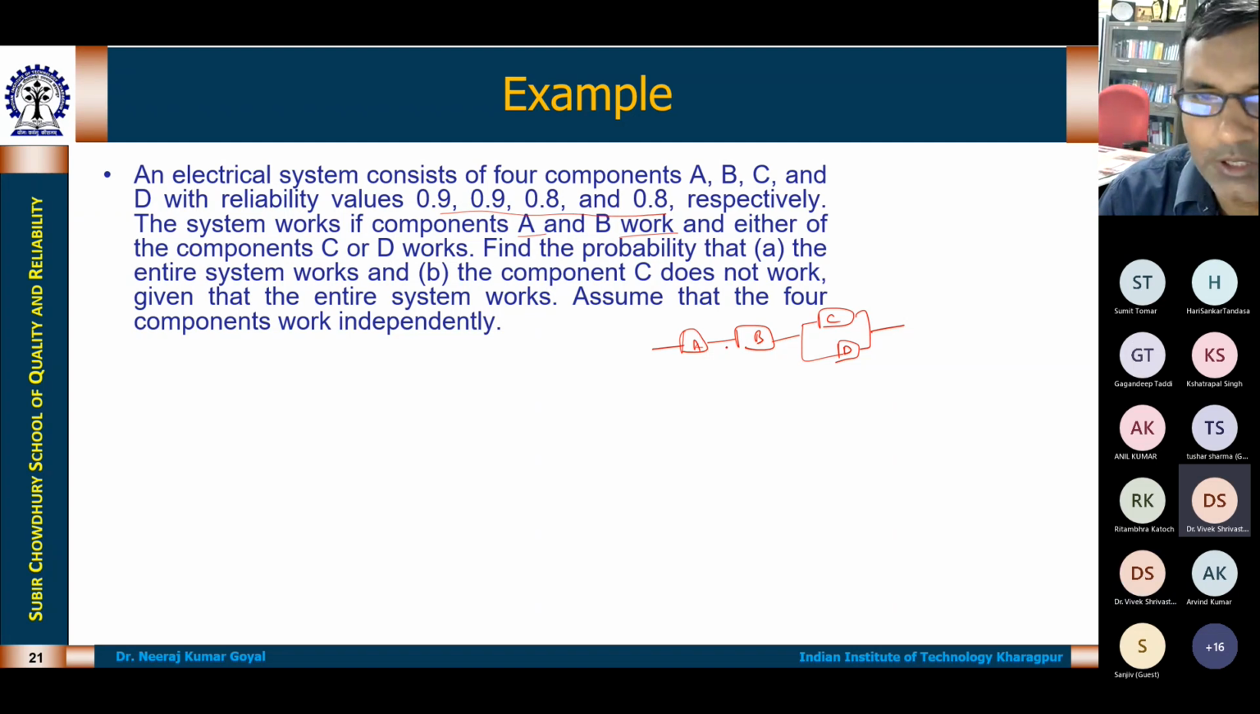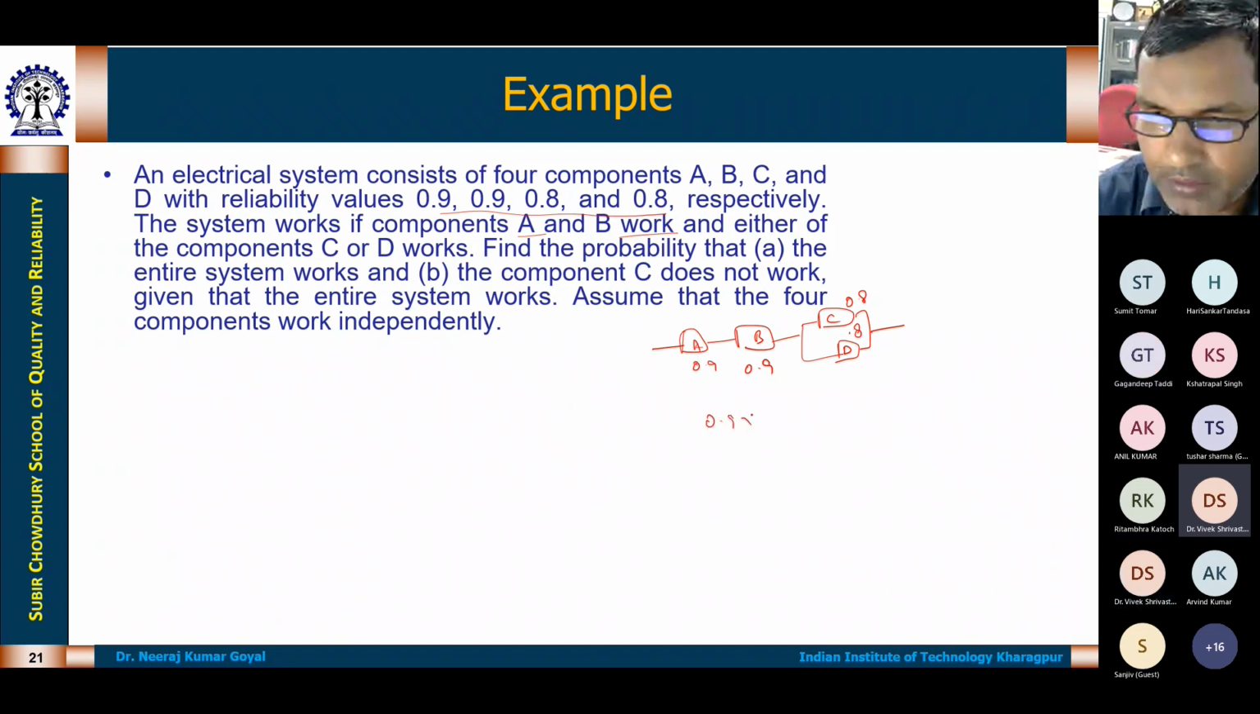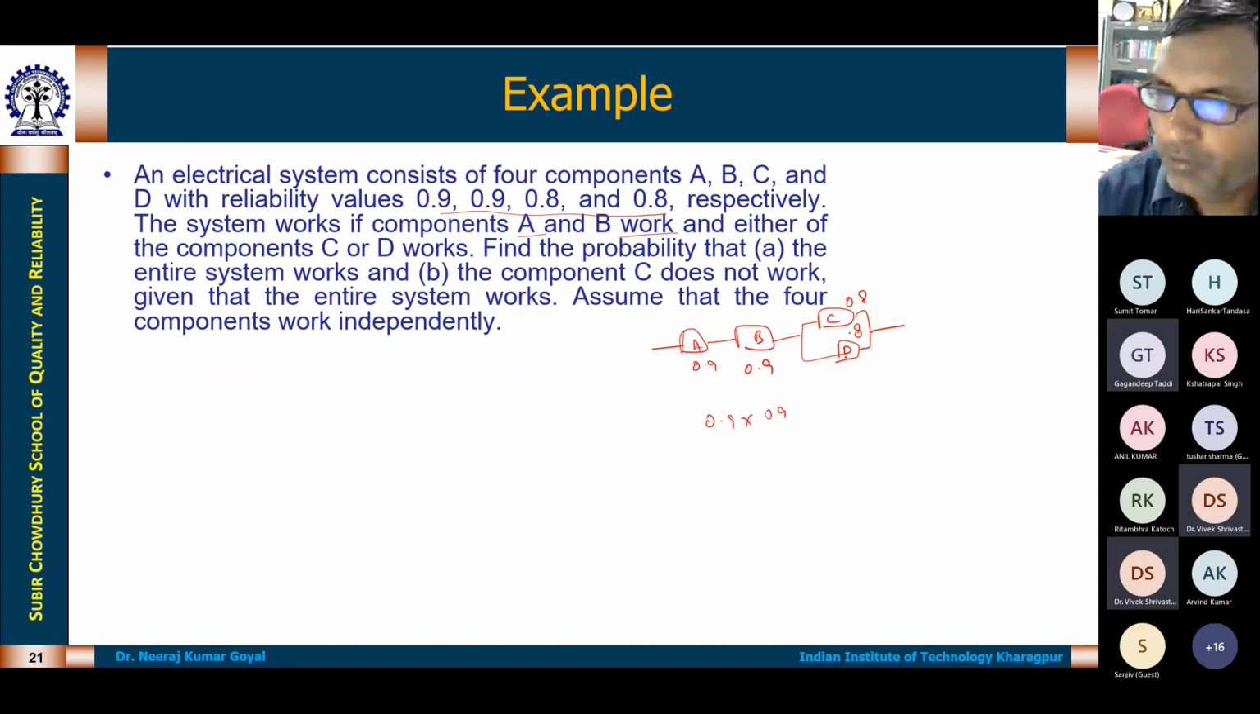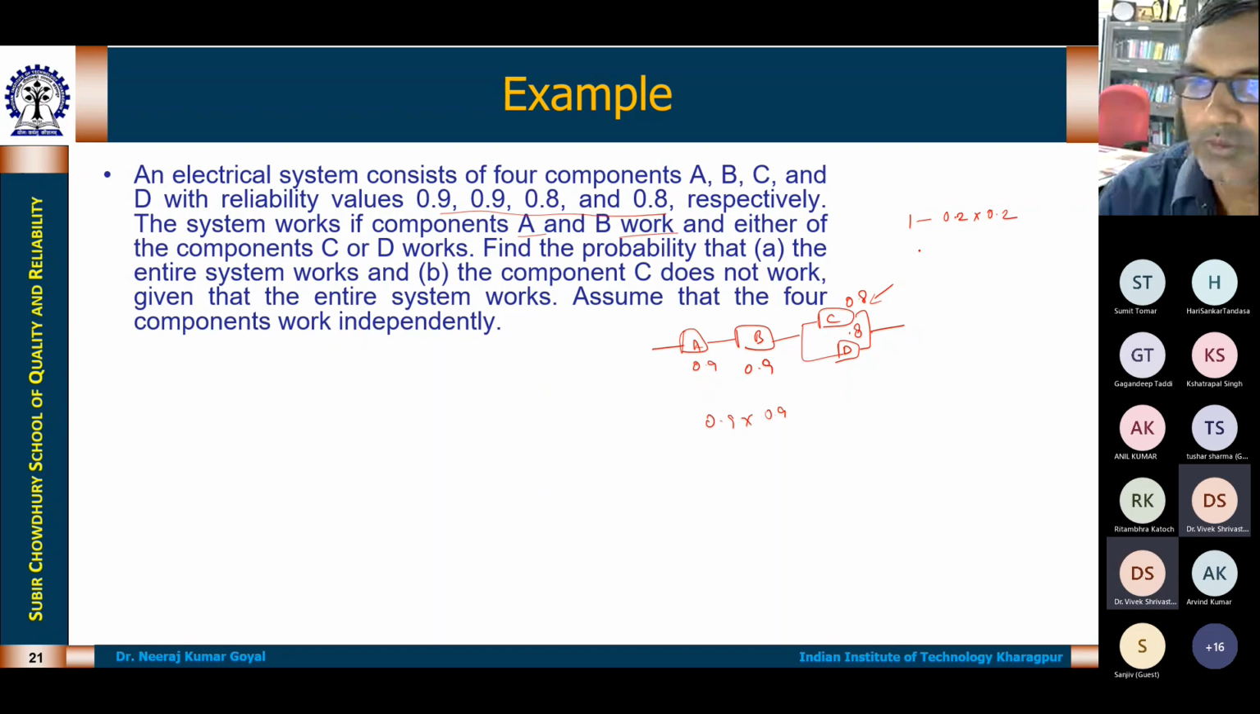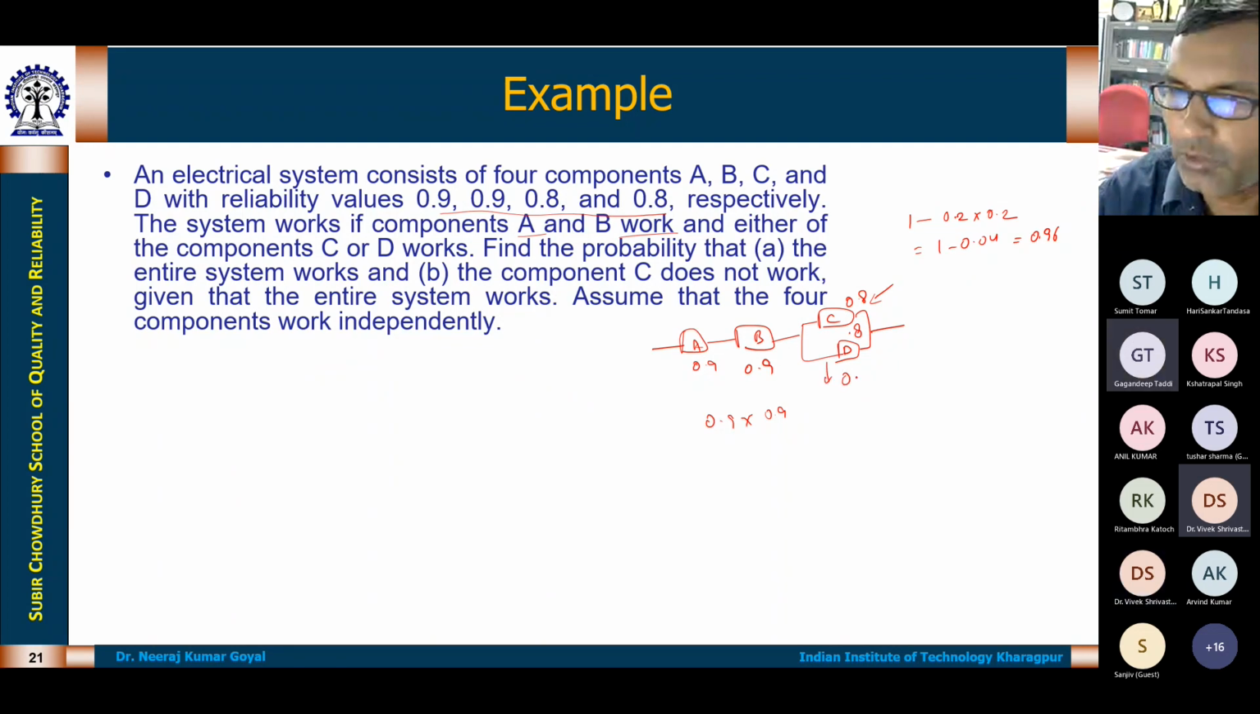So I can get this probability. The probability that A is working is 0.9, B is working is 0.9, C is working is 0.8, D is working is 0.8. So how can I calculate? This will be 0.9 multiplied by 0.9. Before that, I will solve this part. How can I solve it? I can solve 1 minus 0.8, that is 0.2, multiplied by 1 minus 0.8, that is 0.2. So 1 minus 0.04 will give me 0.96. So the probability of this will be 0.96.